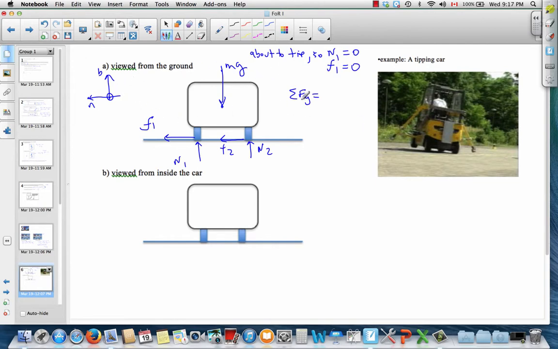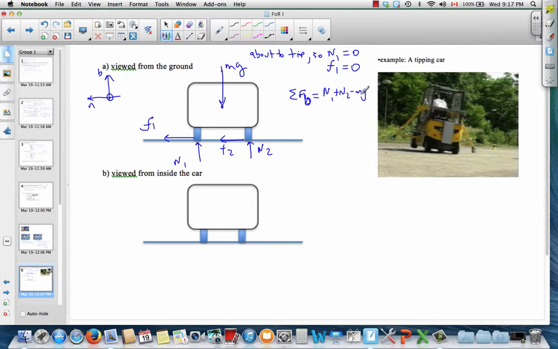So in the binormal direction, you've got the upwards normal forces, and then you've got the downwards weights. So it would be normal 1 plus normal 2 minus mg equaling 0. But we've just said that normal 1's going to go to 0. In the normal inwards direction, you've got your two frictions that equal the mass times the normal acceleration, v squared over r. But again, the first friction is going to go to 0.